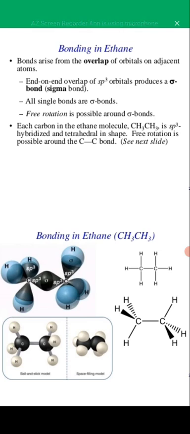Also, free rotation is possible around sigma bonds, because of the presence of the single bonds. For example, let's take a classical example of methane, CH4. It can be written as H4C. But why? Because of the sigma bonds present there. So sigma bonds give rise to free rotation around the compounds.